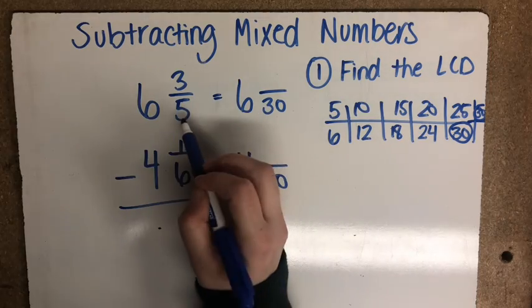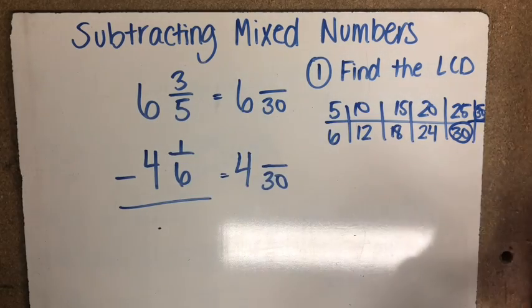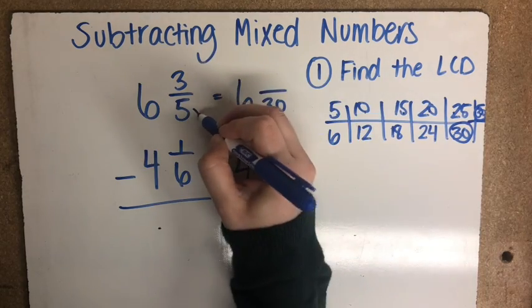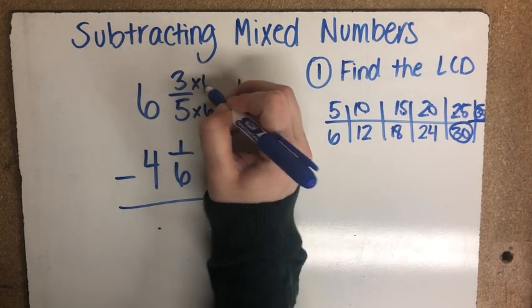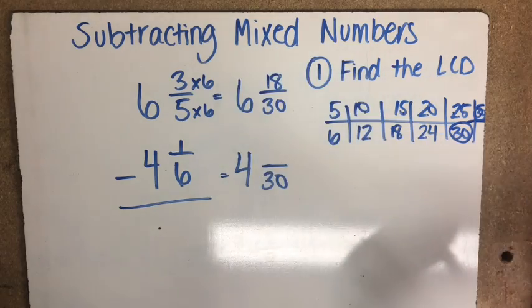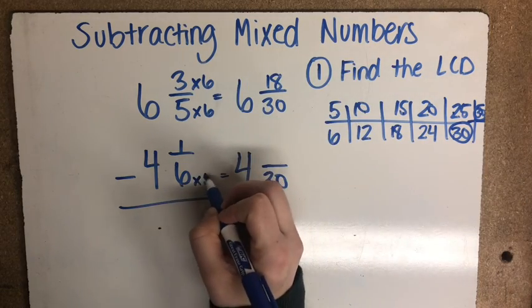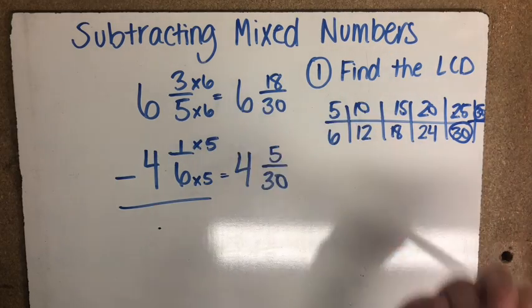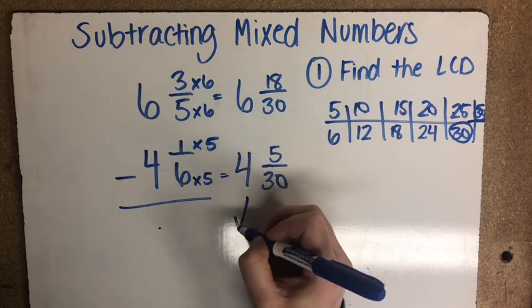So what do you need to do to get from 5 to 30? You needed to multiply by 1, 2, 3, 4, 5, 6. You have to do the same up top, so you get 18. Okay, down here I need to multiply by 5. Okay, so now let me rewrite my problem.